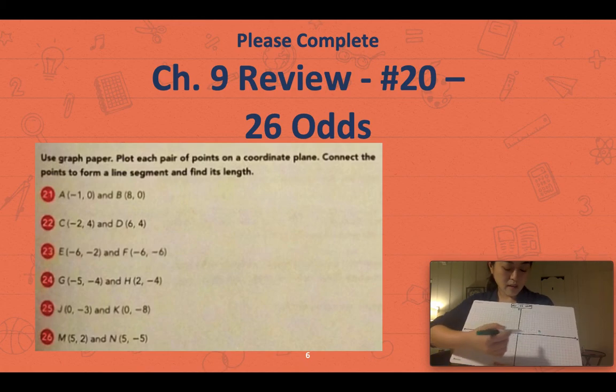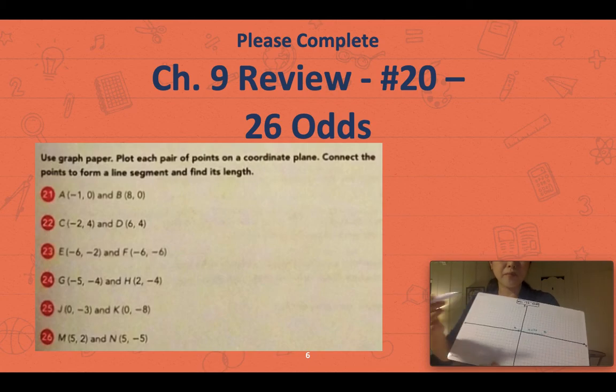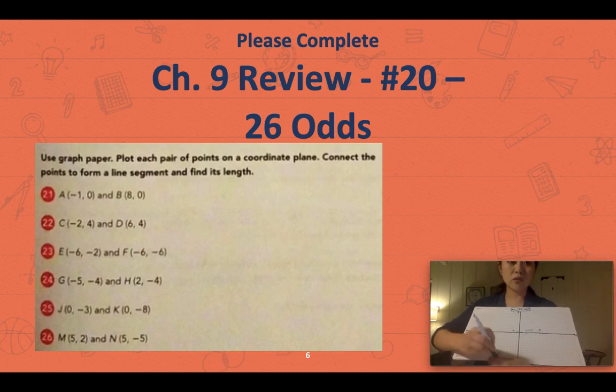Okay. And so for here, I see that each of these increments is 1. So from here, it's 1, 2, 3, 4, 5, 6, 7, 8, 9. I'll just draw my line segment a little bit on top of the axis so you guys can see. So this is 9 units long. All right, so that was for 21.